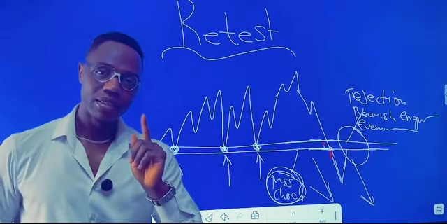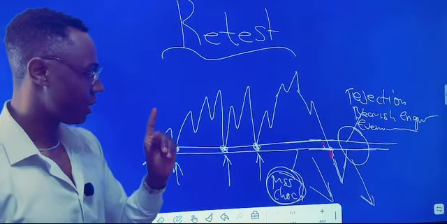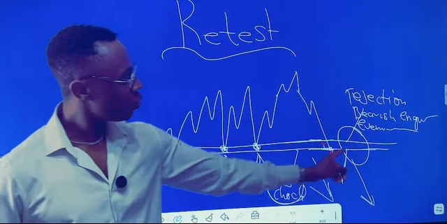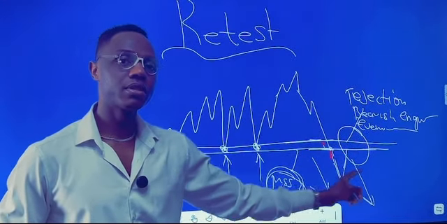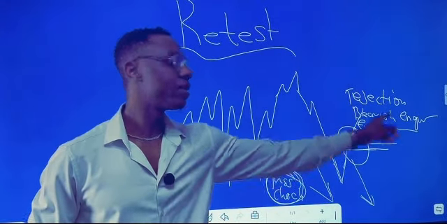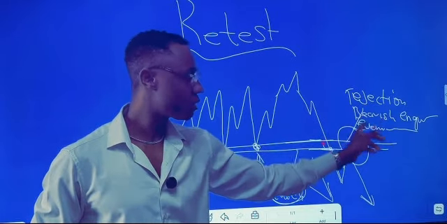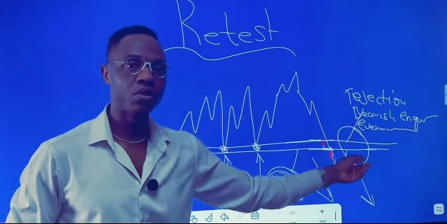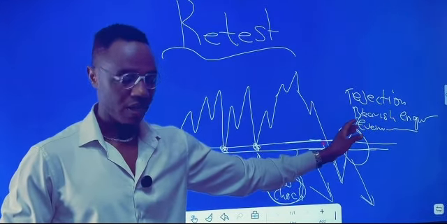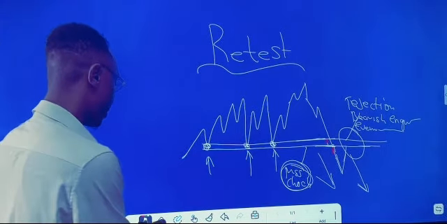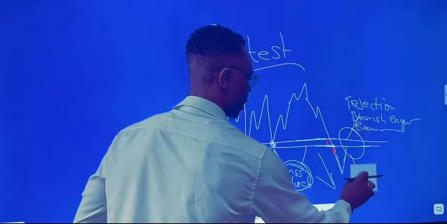But note this. Sometimes you will not see your strategy or your candlestick formation at the retest zone. Sometimes you will not see them, or before you see them, the price has already left your zone. So what do you do? You wait for the price to break a structure.